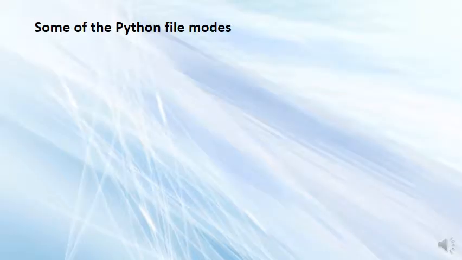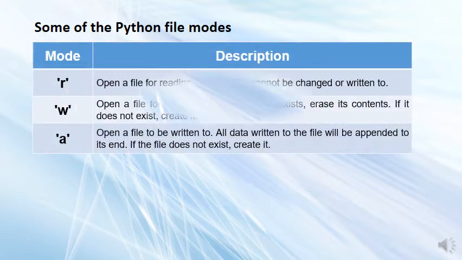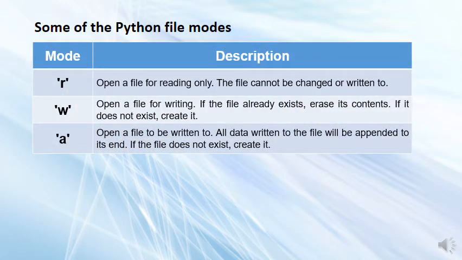Some of the Python file modes are: r, open a file for reading only; w, open a file for writing. If the file already exists, it erases its contents. If it does not exist, it creates it. a, open a file to be written to. All data written to the file will be appended to its end. If the file does not exist, it creates it.